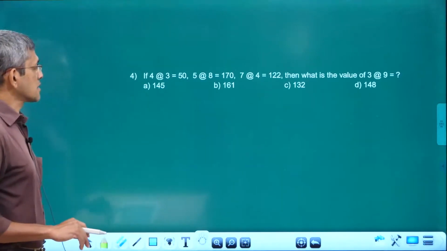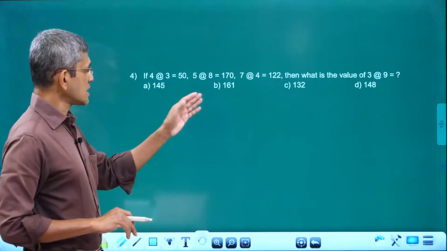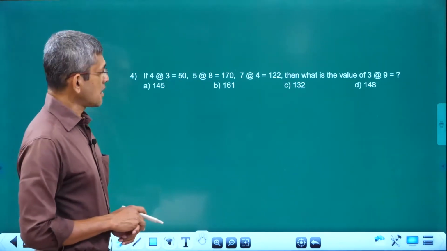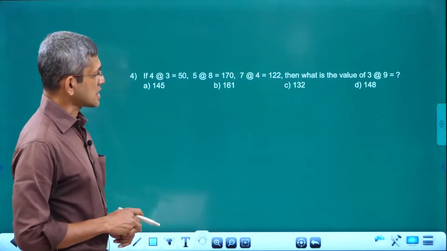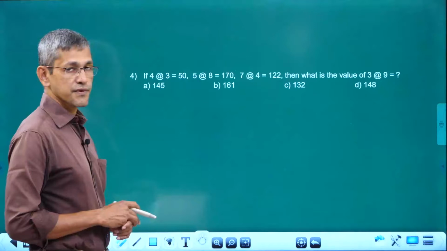Here it is. 4 at 3 is 50. And 5 at 8 is 170. 7 at 4 is 122. And 3 at 9 is what? So 4 at 3, how come 4 at 3 is 50?